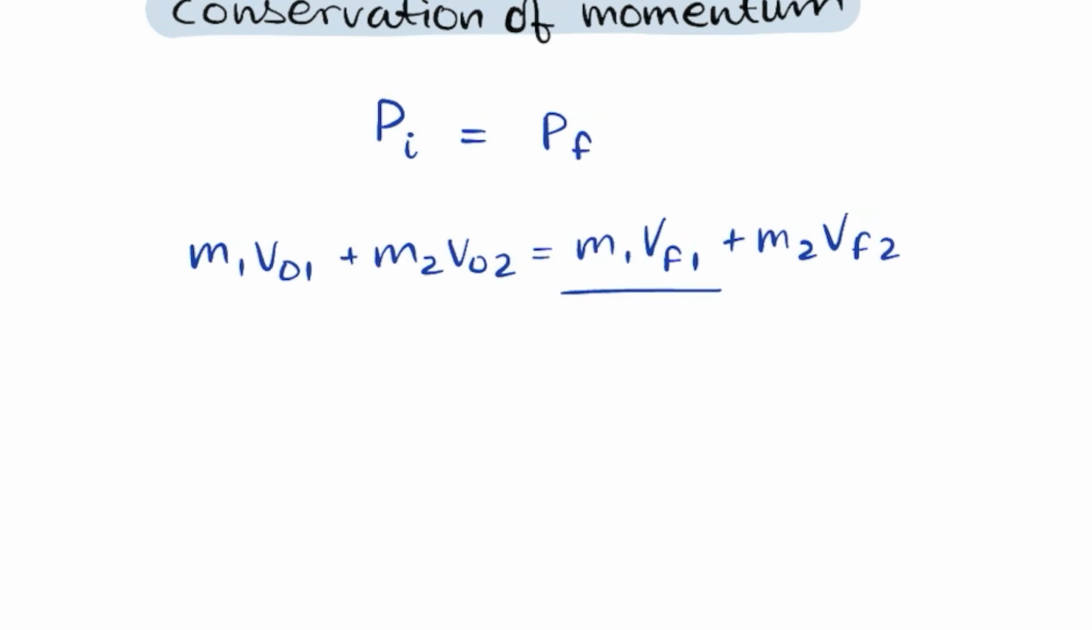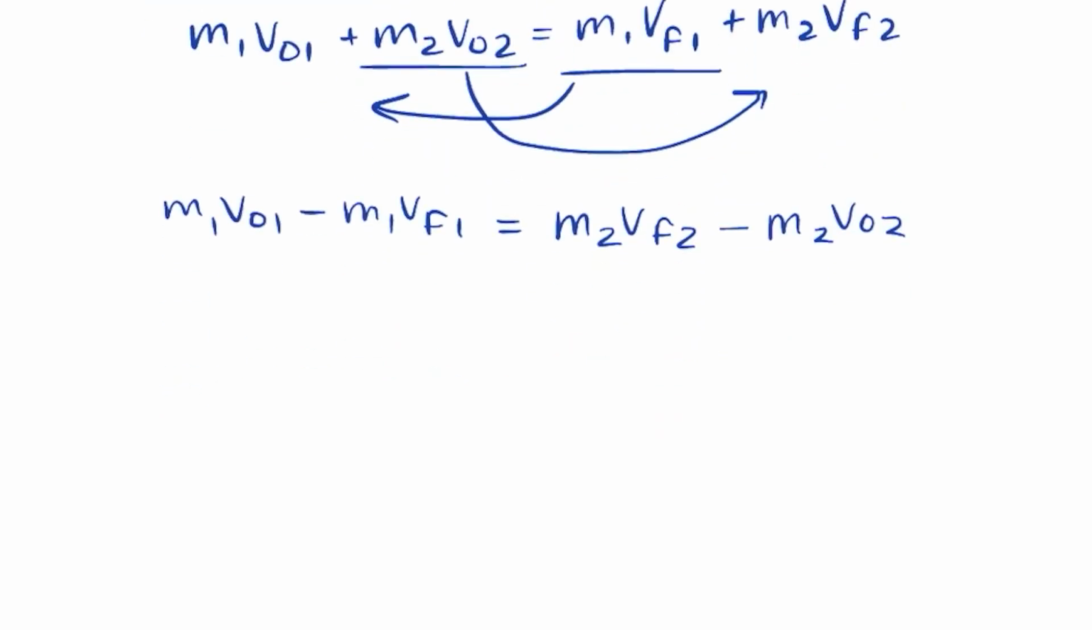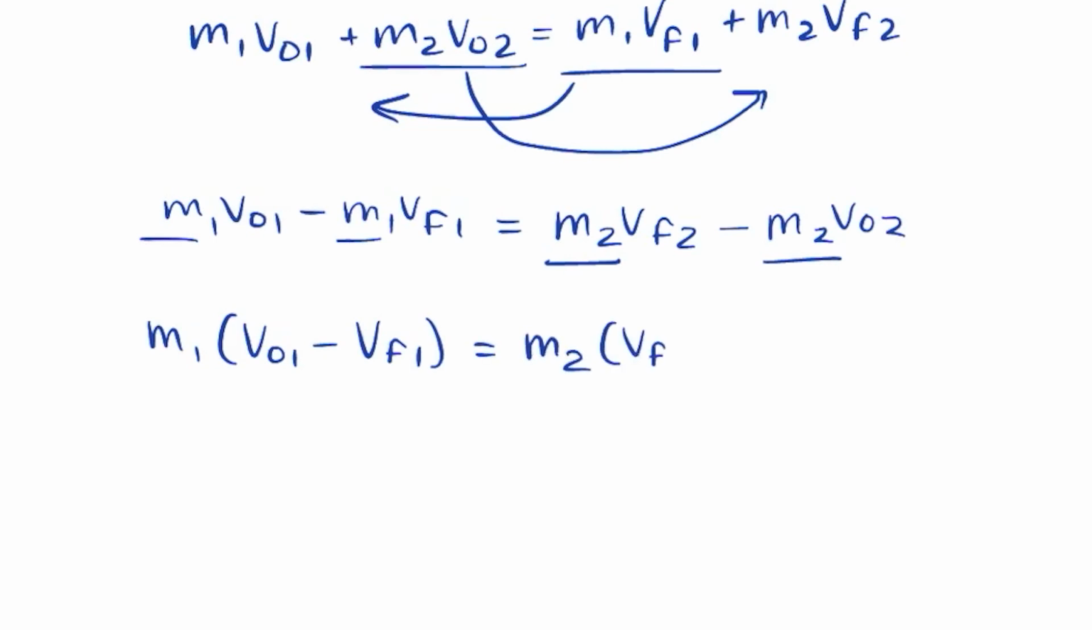Now if we subtract this over on this side and this over on this side, we can write mass 1 times velocity initial 1 minus mass 1 times velocity final 1 equals mass 2 times velocity final 2 minus mass 2 times velocity initial 2. Now we can factor out the common masses from both of these sides. Mass 1 times velocity initial 1 minus velocity final 1 equals mass 2 times velocity final 2 minus velocity initial 2.